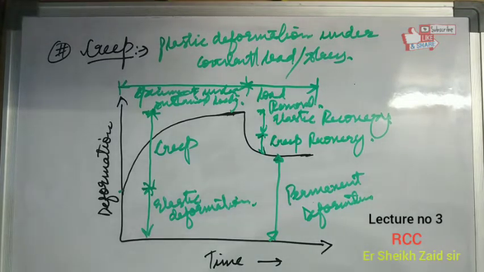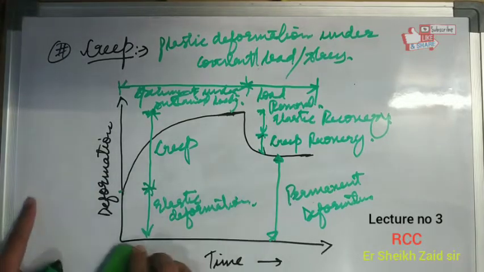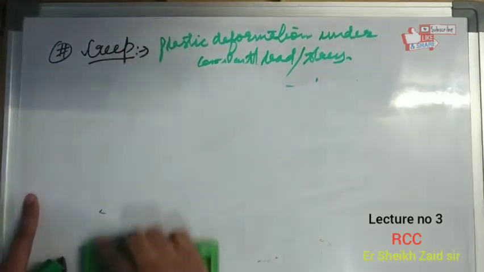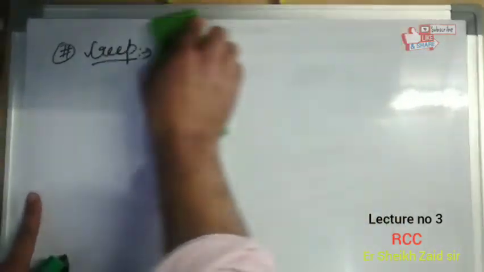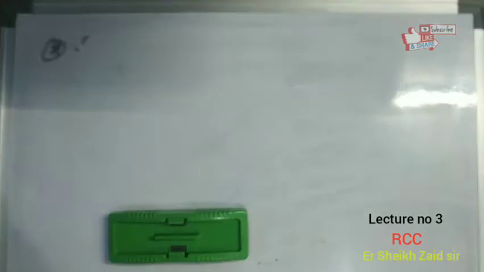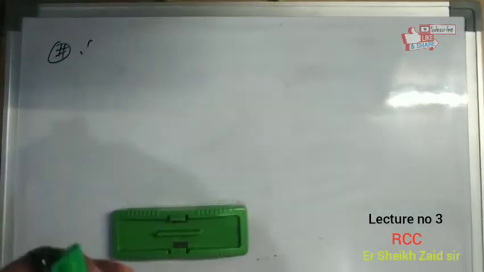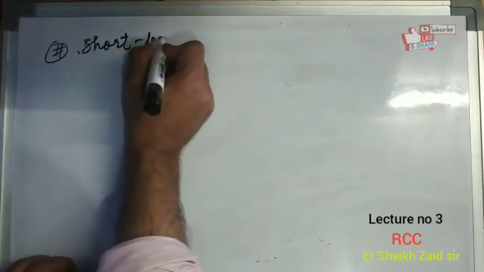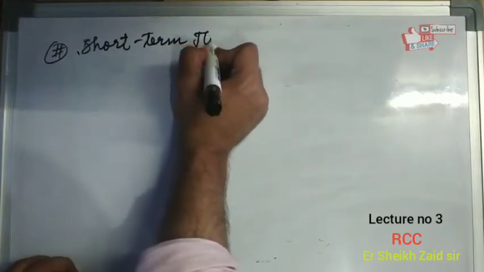Now we'll further move on to, see, there are two types of modulus of elasticity of concrete. One is called short term and another is called long term. Now first is short term. Short term modulus of concrete.